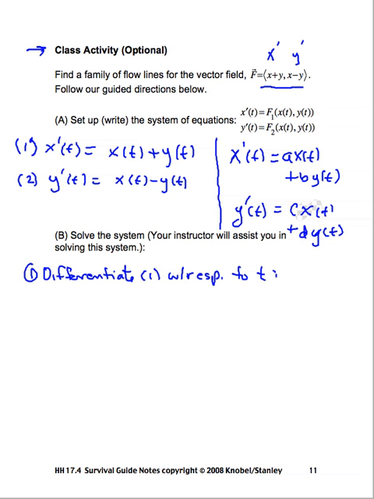Okay, so what would that look like? It would look like this. X double prime of t is equal to x prime of t plus y prime of t. Okay. So that's my first step.